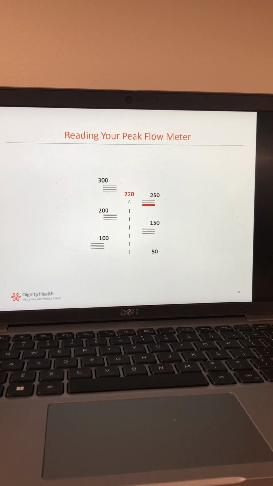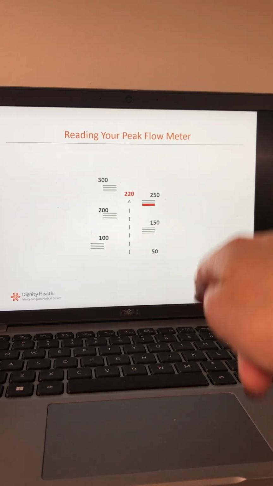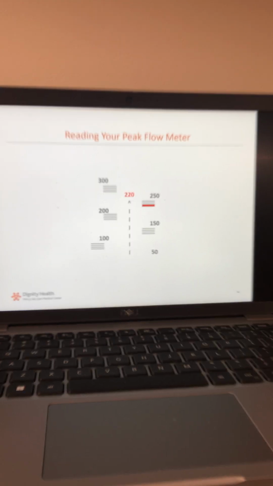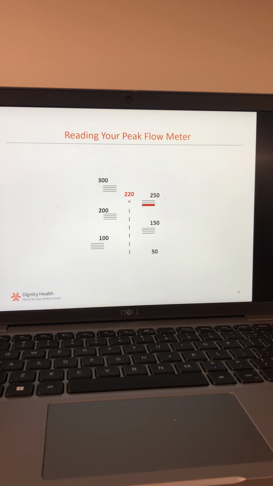The peak flow is measured in increments of 10. Yours is going to start at 60, and it's going to go up by 10s. So as you can see on this chart, 60, 70, 80, 90, 100. So this person would blow a 220 because it's to the top of that, to the bottom of the second line. I'll go ahead and show you how to do it.